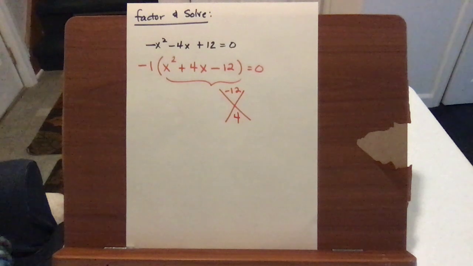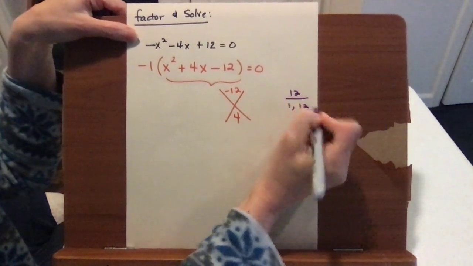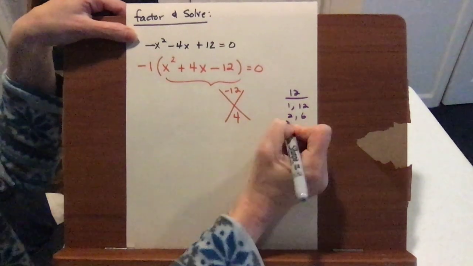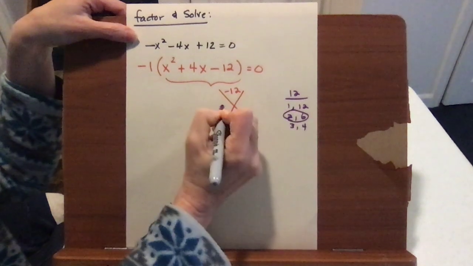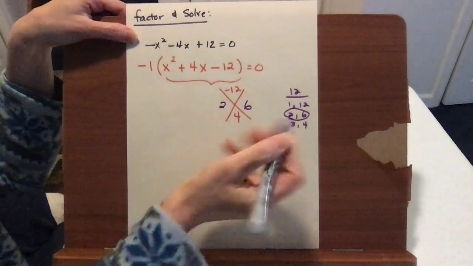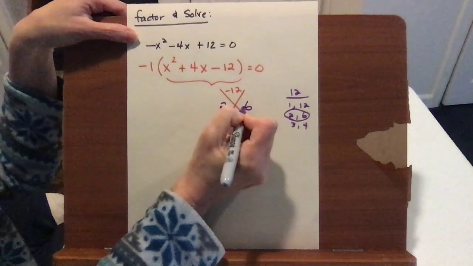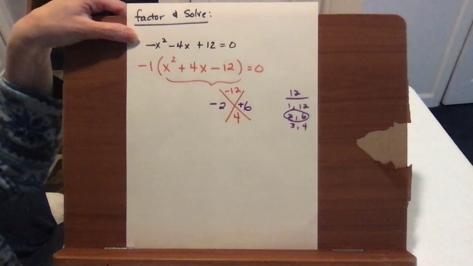Now, factors of 12 that can give us a 4. Well, 1 and 12, not getting 4 out of that. 2 and 6, that's got potential. 3 and 4, not getting that. So we're going to take these guys, 2 and 6. The highest number has to be positive because it has to add to a positive 4. So 6 will be positive. 2 would be negative.